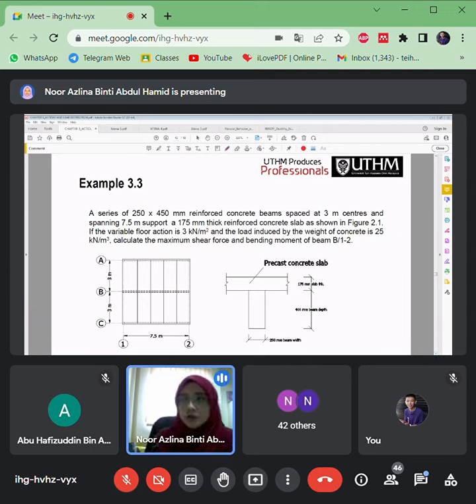Then we go for these examples. In this example, it shows the layout here. You need to calculate the maximum shear force and bending moment for beam B, grid line 1 to 2. So this beam B, grid line 1 to 2, is the beam that you need to focus on. No need to look at other beams.